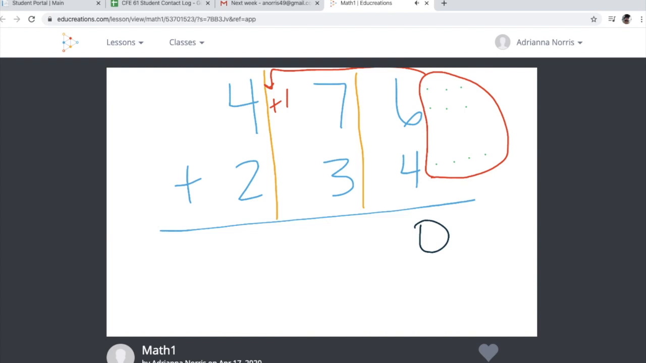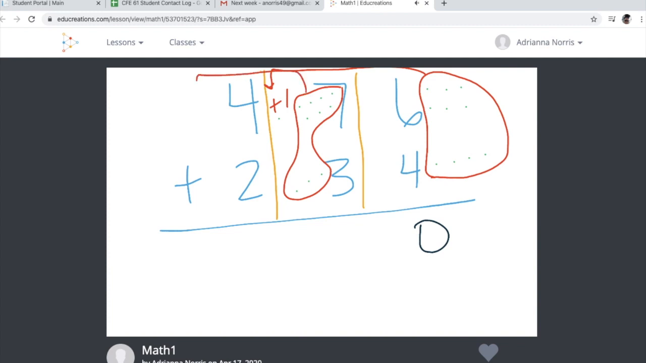All right, so now I go to the tens place. I have a 7, a 3, and a 1. What's 1 plus 7 plus 3? You should have said 11. Uh-oh, more than 9. Time to combine. And we only combine 10.